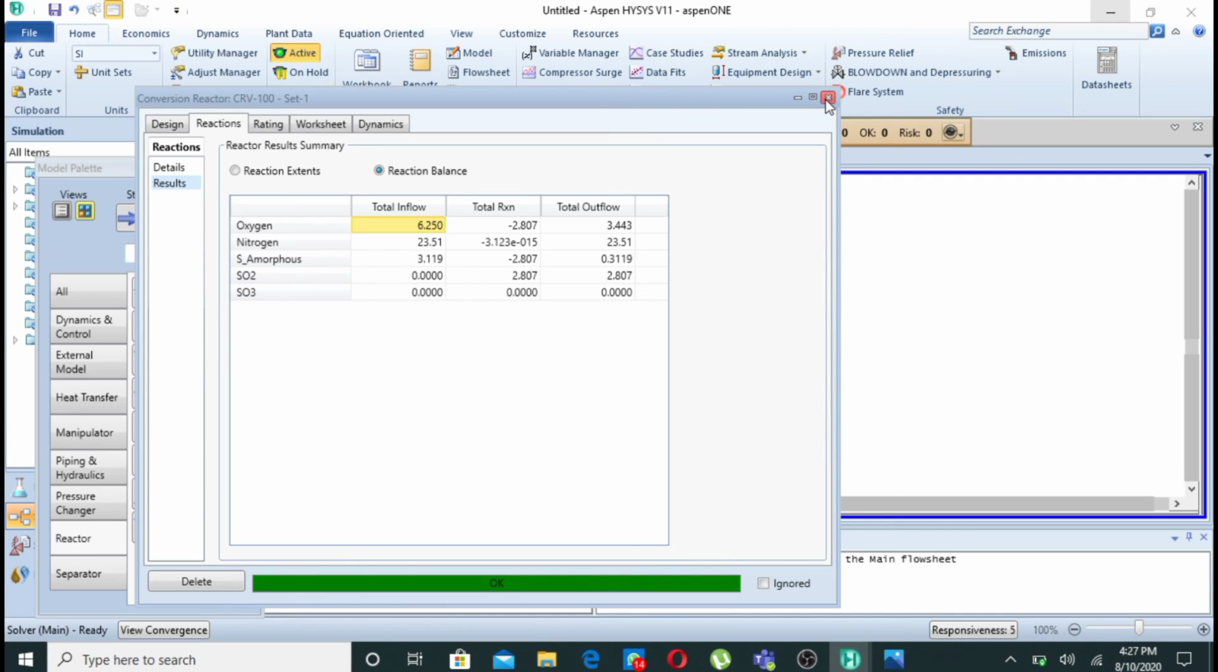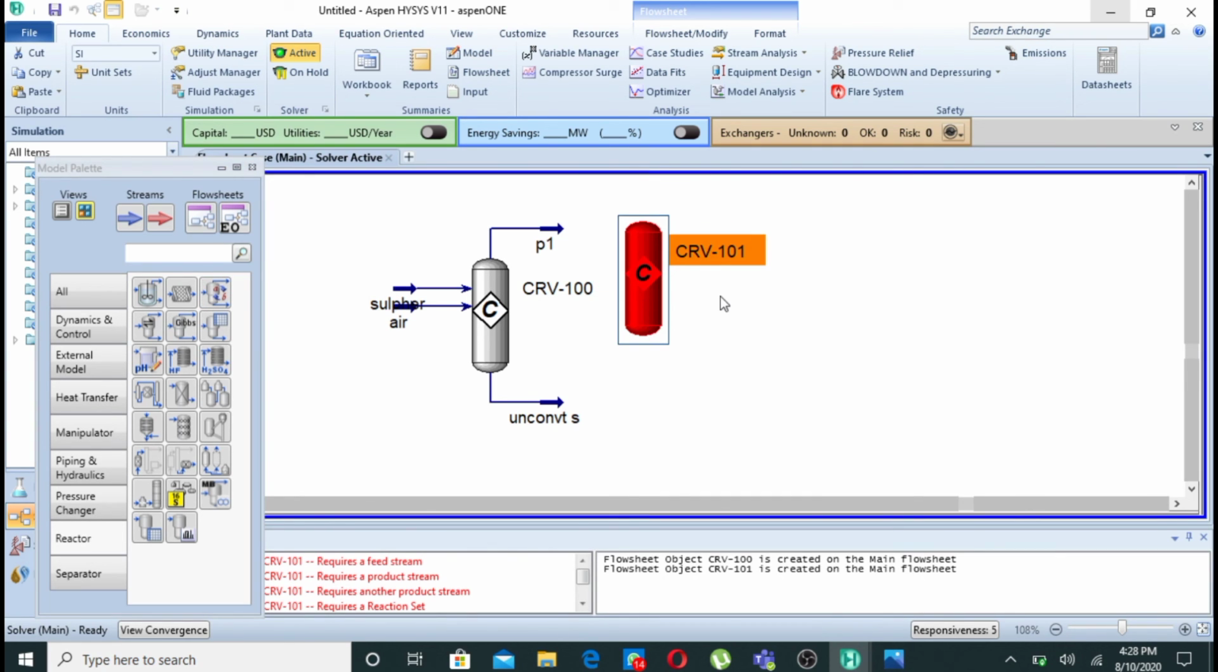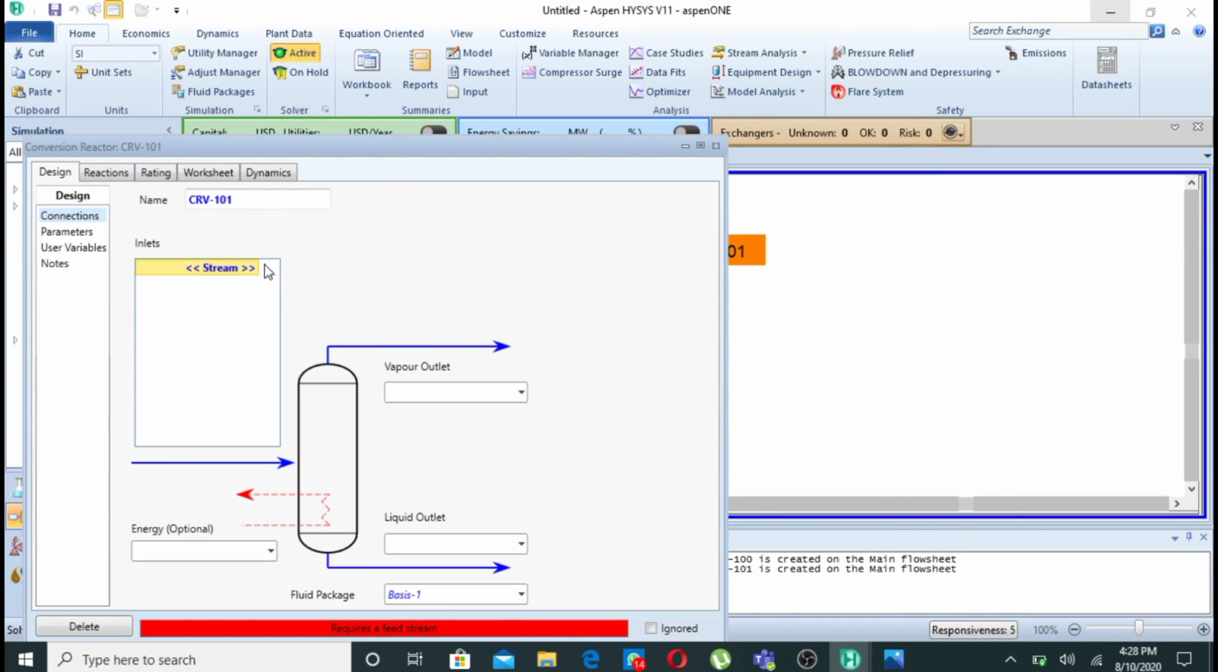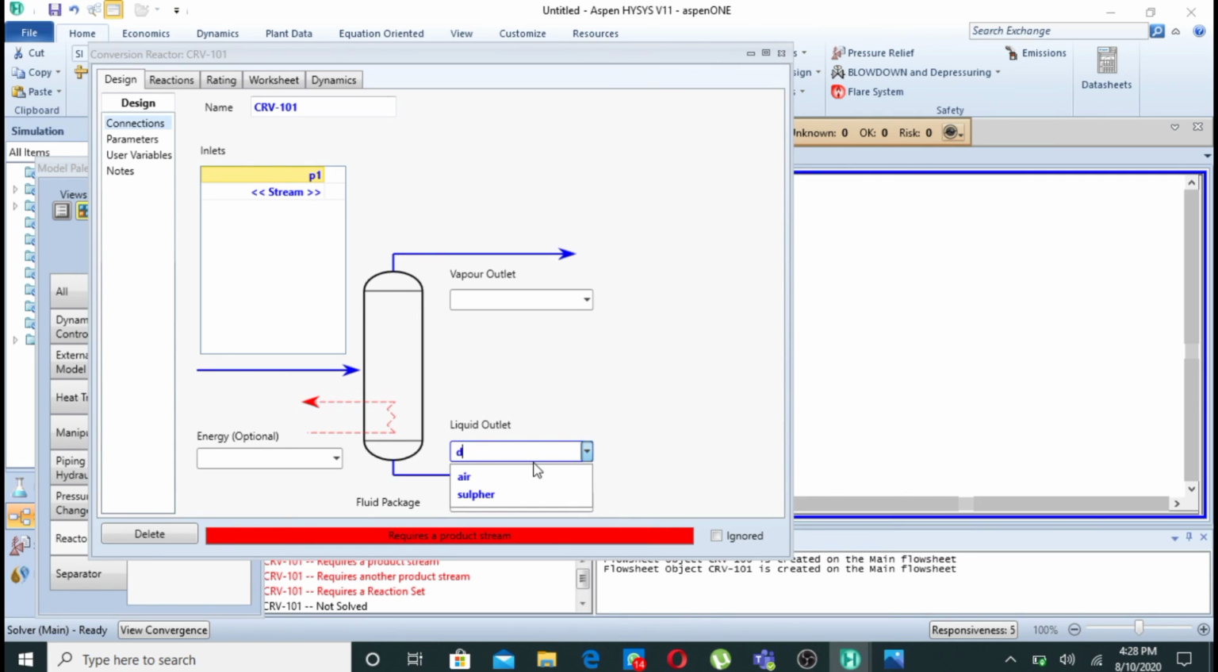Now we will have to produce sulfur trioxide from sulfur dioxide. So we will take another conversion reactor, put it in front, and double click. The stream entering is only of the gases, so the stream will be P1, because in this P1 we have SO2, O2 and nitrogen. For the liquid outlet I will just write down a name. For the vapor outlet I will write P2, in which we will have SO2, SO3, oxygen and nitrogen.